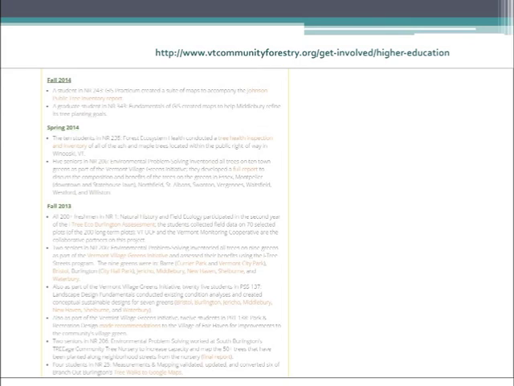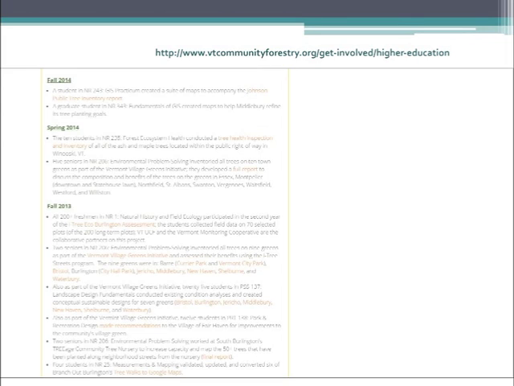And our state urban and community forestry program is a collaborative initiative of the Department of Forest, Parks, and Recreation and the University of Vermont Extension. And we have a small staff of 4. We support about 100 communities annually through technical, financial, and educational programming.